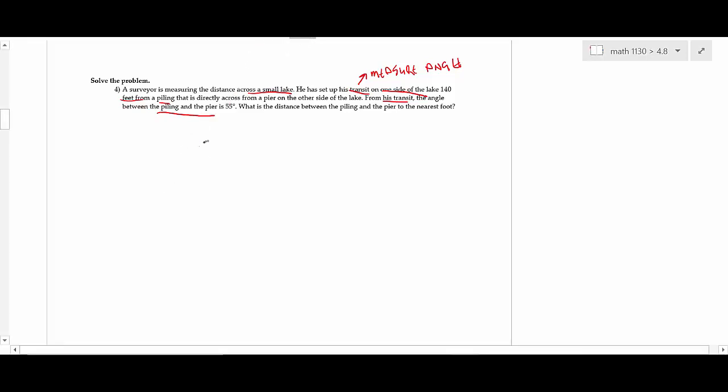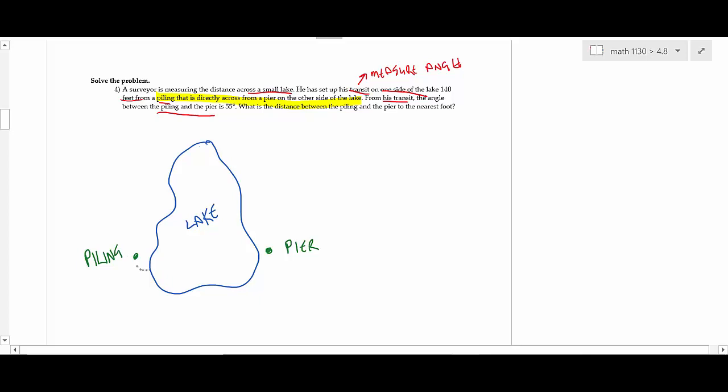So here's what I want you to kind of draw. I have to think about this for a minute. So we have a lake. What we're trying to do ultimately on this, and this is the key thing, is that the piling is directly across from a pier on the other side of the lake. So let's just say that you have a pier down here somewhere, and then this is the piling like this. So what you're doing is you're trying to measure that distance across the lake. So the question on here is, what is the distance between the piling and the pier to the nearest foot? So that's what we have there.